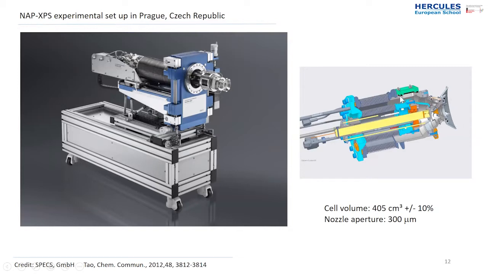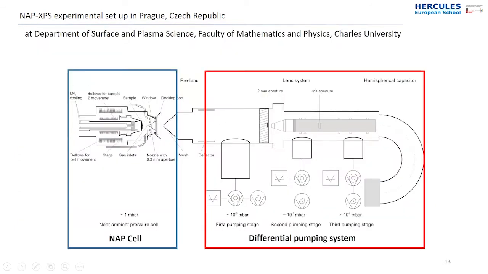How it looks in a cut: you can see here there's a heating system, a heating filament that actually heats the back of the stage where the sample is connected. The volume of such a cell here in Prague is about 0.4 liters, and the nozzle aperture is 300 micrometers. Here's another drawing. So your sample is here. This is the heating system. You can also cool it with liquid nitrogen.